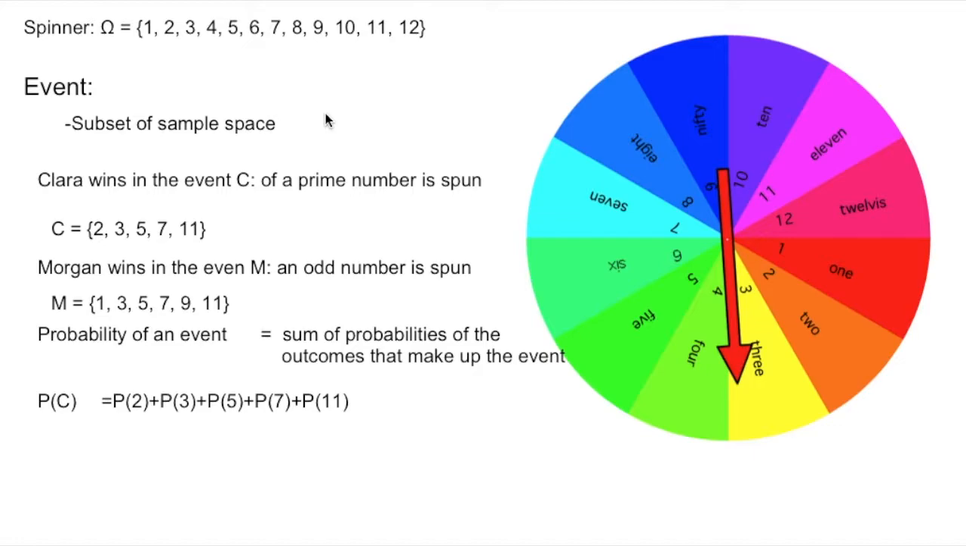Probability is the number of desired outcomes out of the total number of outcomes. How many desired outcomes do you have? 1. Out of how many? 12. So the probability of 2 coming up is 1 out of 12. The probability of a 3 coming up is 1 out of 12. The probability of 5 is 1 out of 12. The probability of 7 is 1 out of 12. And the probability of 11 is 1 out of 12. The probability of Clara winning, add all these together, is 5 out of 12.